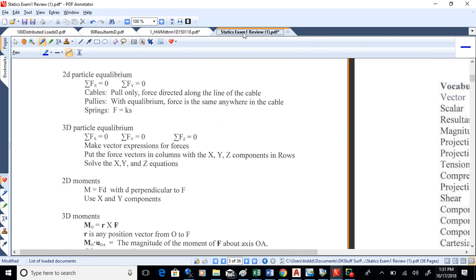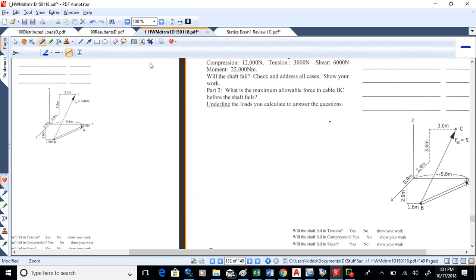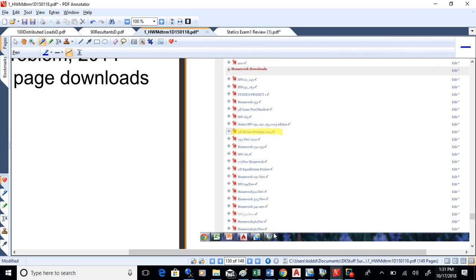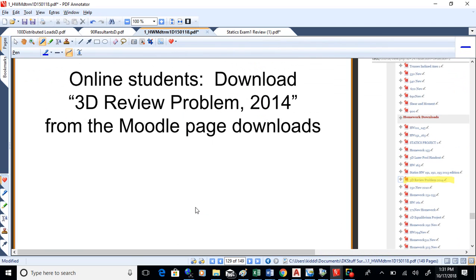All right, now let's have a look at, this is what I wanted to copy off. There's a little bit of a problem here, so why don't we have a look at it? Why don't you find a couple people you could work with on this, and let's see what we might do with this one. And this again is in the downloads for those of you online. It's called 3D Review Problem 2014. It's in the Moodle page downloads, under the homework downloads. The test review is under the test review downloads or whatever I called it, but this is under the homework downloads.